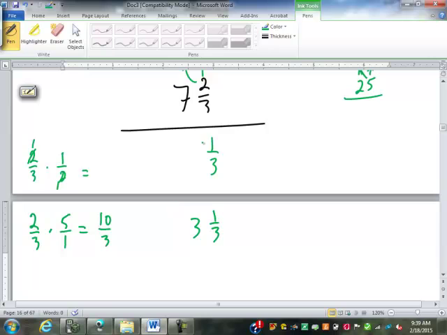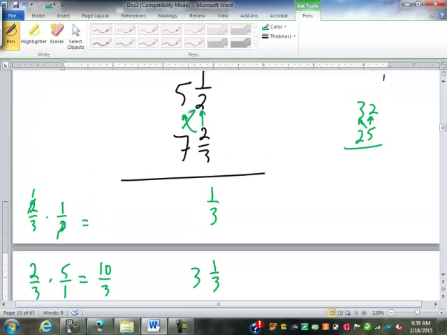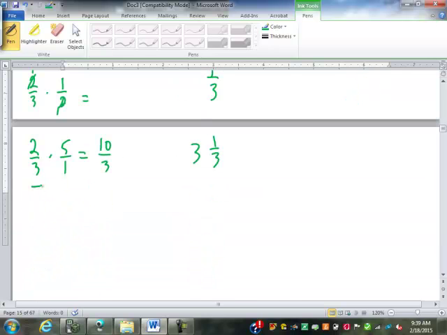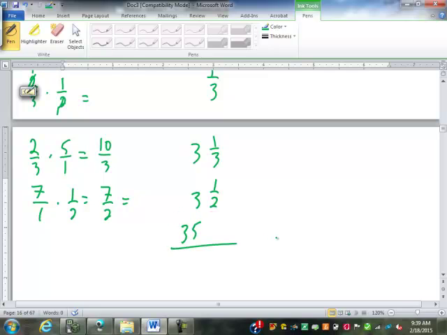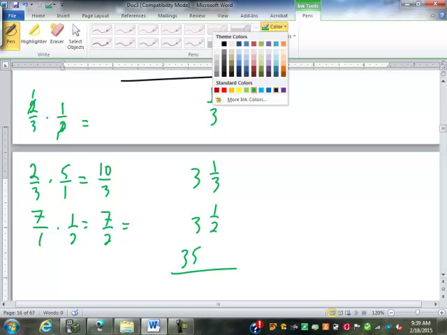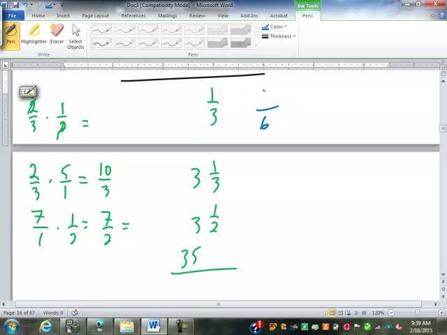Then you also have to do the 7 times the 1/2. So we'll make that 7 over 1 times 1 over 2 is 7 over 2, or 3 and 1/2. Then you have to do the 7 times 5, which is just 35. And now you need common denominators, so you can combine here. This is going to be 6, so that'll be 2/6, 3 and 2/6. This is going to be 3 and 3/6, and this is still just 35.